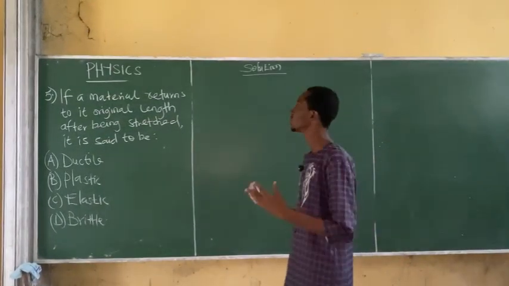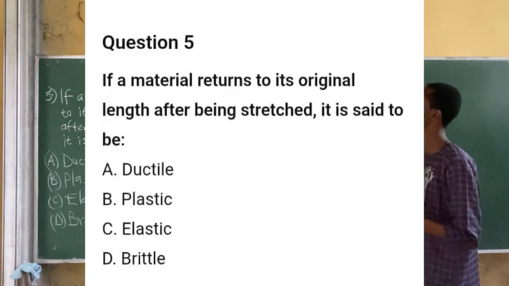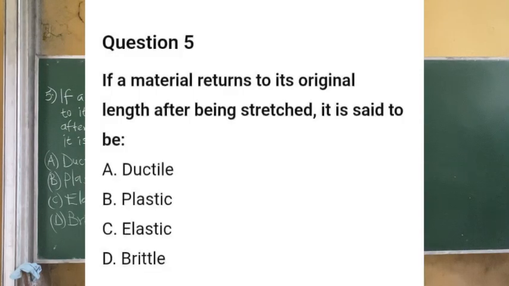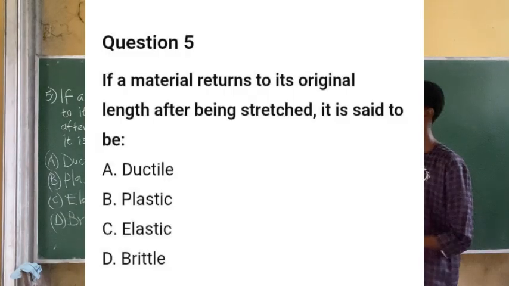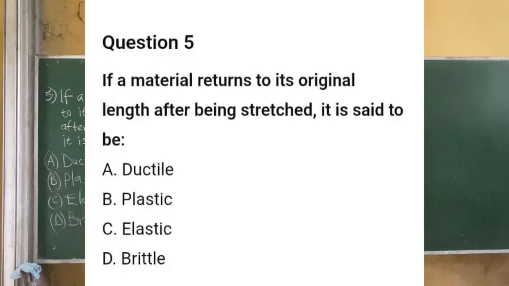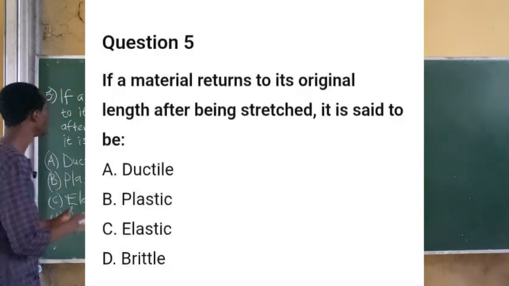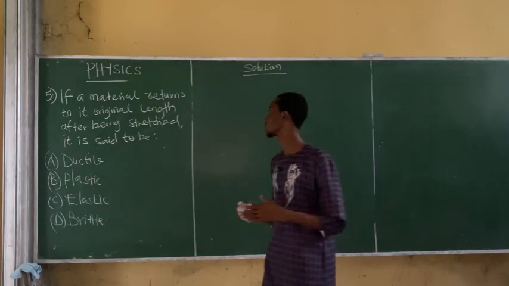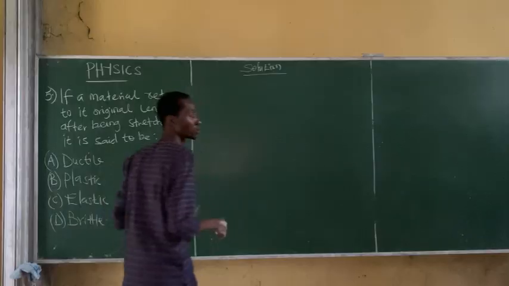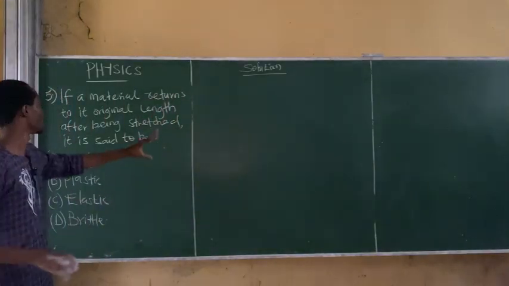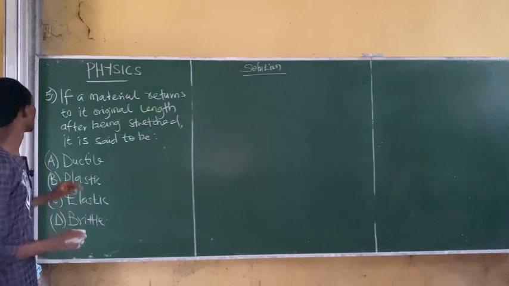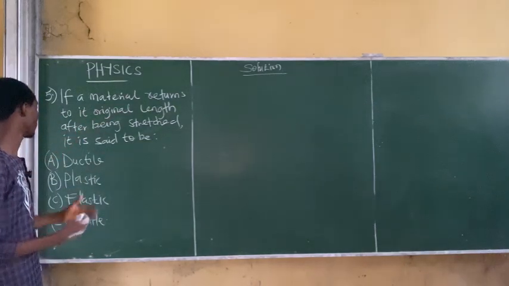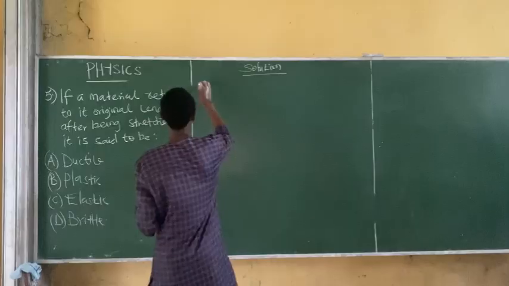Question 5. Question 5 for today says, if a material returns to its original length after being stretched, it is said to be A, ductile, B, plastic, C, elastic, and D, brittle. If you have been part of these tutorials for a long time, you notice that this is a bonus question. If a material returns to its original length after being distorted, it is called an elastic material.